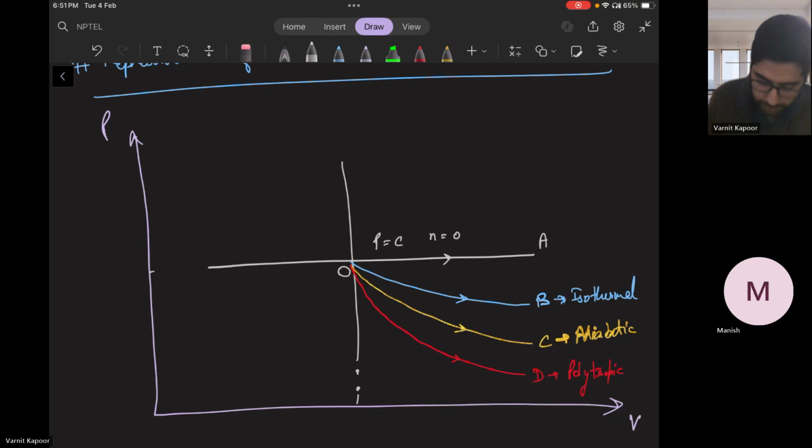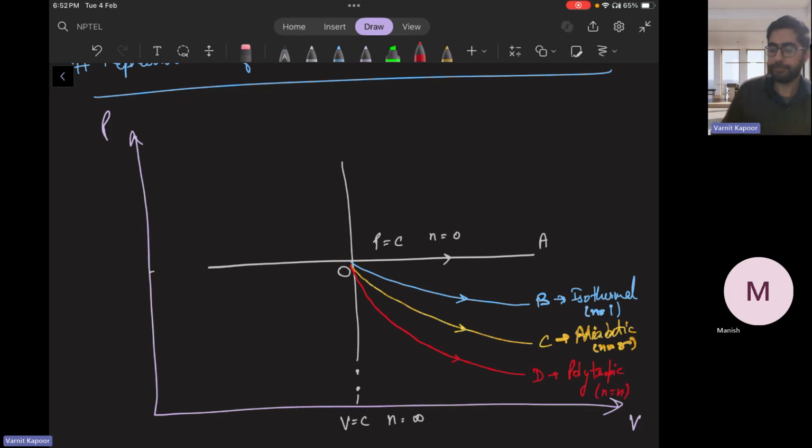Constant volume is this. So constant volume, so this is V is equal to constant. And here the index n should be infinity, right? Since change in volume is 0, then only it can happen. So here index n is 1, here index n is gamma, and last n is n. Okay. This is for expansion. What will happen in compression? It's just a reverse of it.